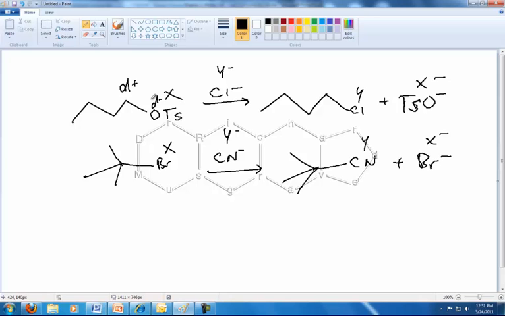On the bottom one, you've got this CN replacing the Br. Again, the CN minus comes in as a negative, the Br comes off as a negative. So in both cases here, the charge balance is maintained.